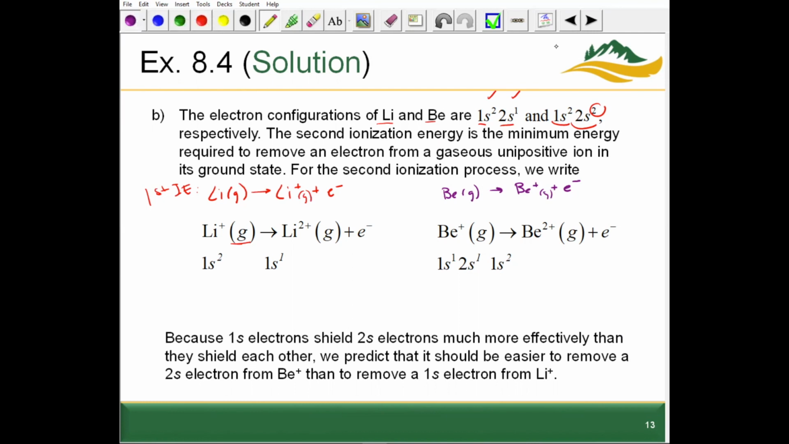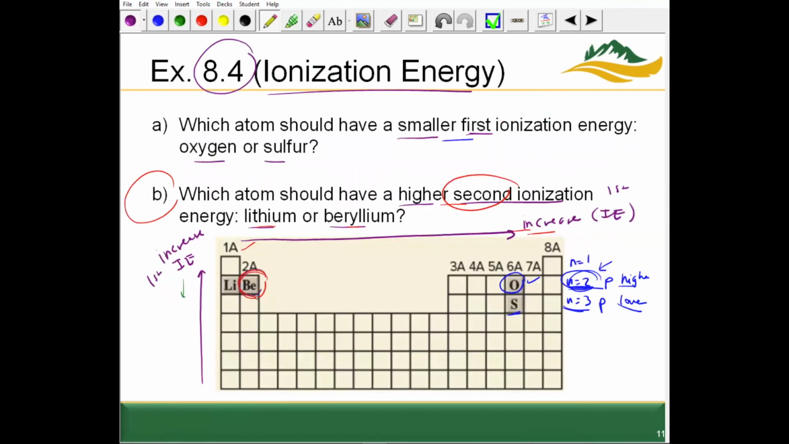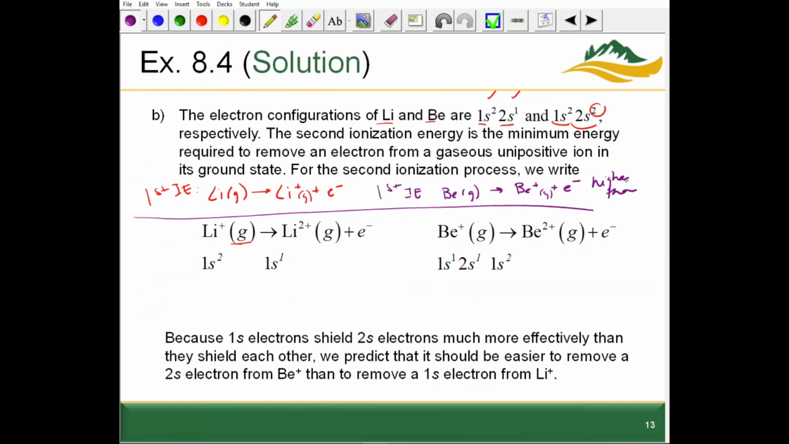Based on the trend of just the first ionization energy, beryllium will have a higher first ionization energy compared to lithium. But again, we're not asked about the first, we're asked about the second. So this is technically higher than lithium, only looking at the first ionization energy so far. Because we're asked about the second ionization energy, we think about lithium losing another electron, and beryllium losing yet another electron. So this becomes lithium 2 plus, and this becomes beryllium 2 plus.